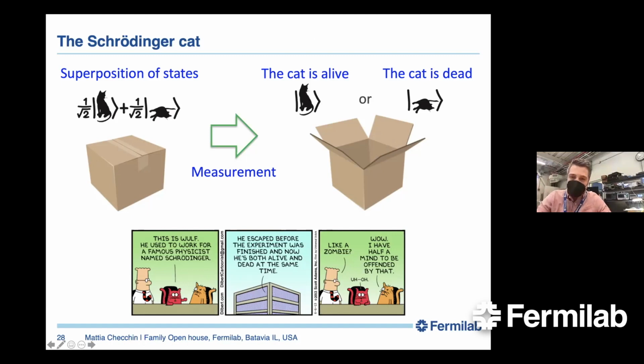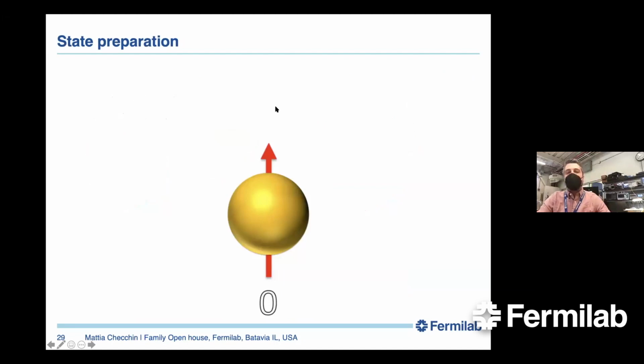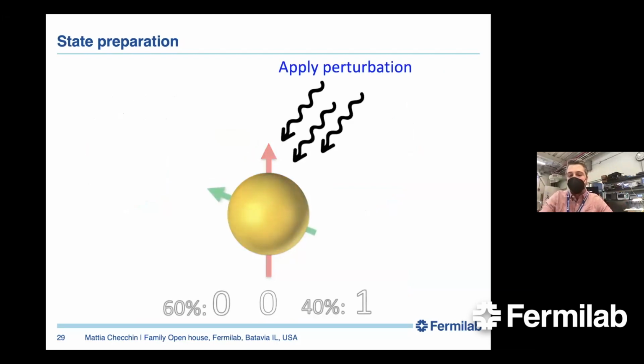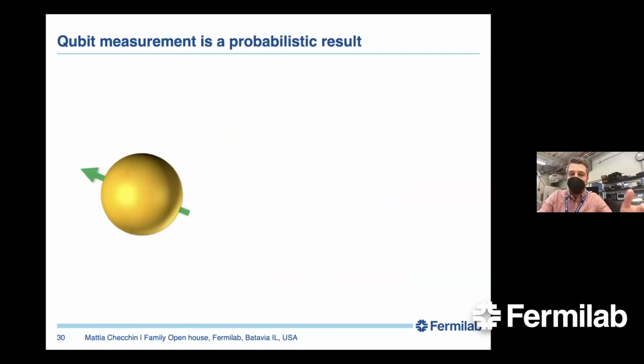What does this mean then? It means that if we do a measurement of a qubit, so let's assume that we start with a qubit in the state 0, we apply some perturbation and we prepare the qubit in a superpositional state. So in this case, the qubit is 60% 0, 40% 1. Okay, super weird classically. And now we want to do a measurement and see what is the state of this qubit. We do the measurement.